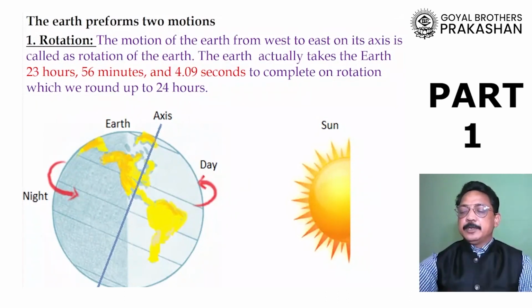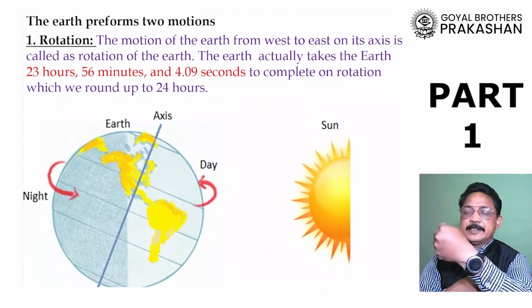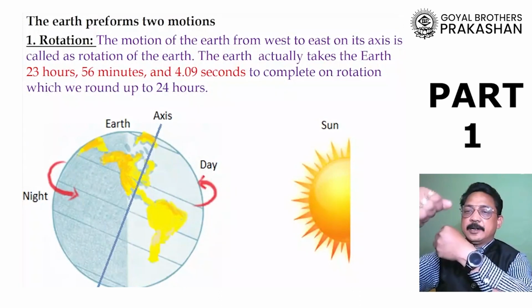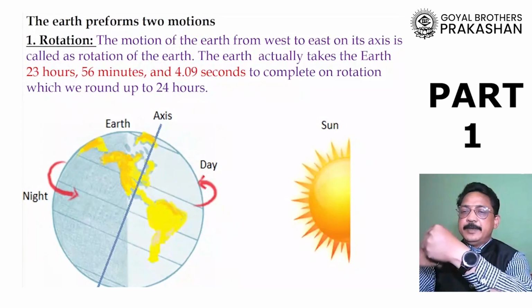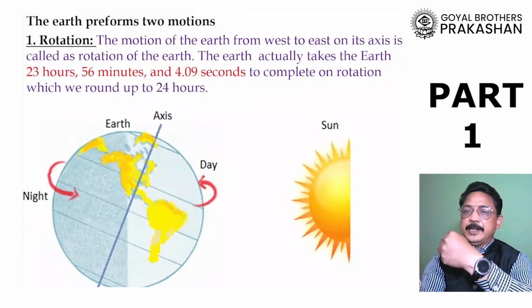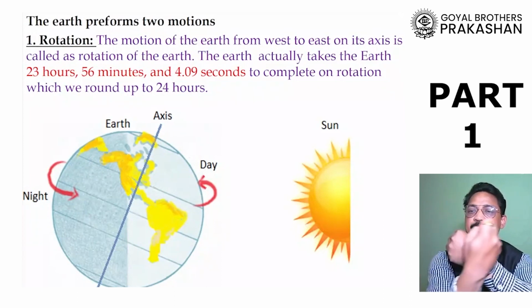Now what is important to understand is that when earth is moving around itself, it is also moving around the sun. So suppose this hand represents the sun and this hand represents the earth. So earth is moving around the sun. But when it is moving around the sun, at the very same time, earth is also rotating, and along with rotation, it is also moving forward.